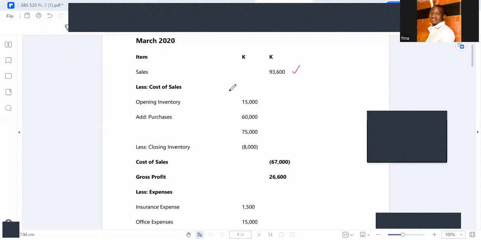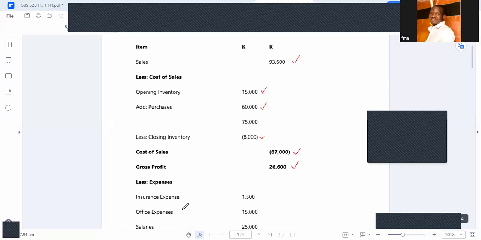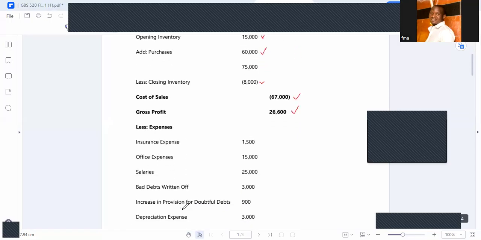Then we calculate the cost of sales. Opening inventory, 15,000. We add purchases, 6,000. The total is what? Our total purchases is 75,000. We less closing stock of 8,000. So this is our cost of sales, 67,000, which we subtract from there, and 3,000 to get our gross profit of 26,600.